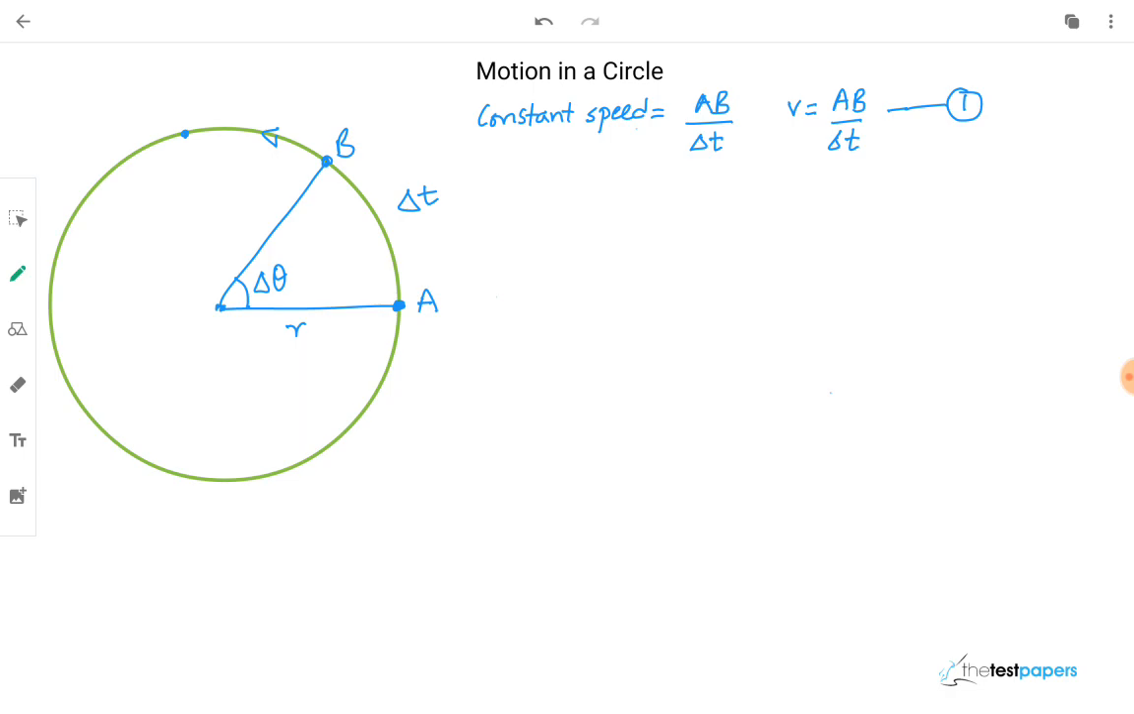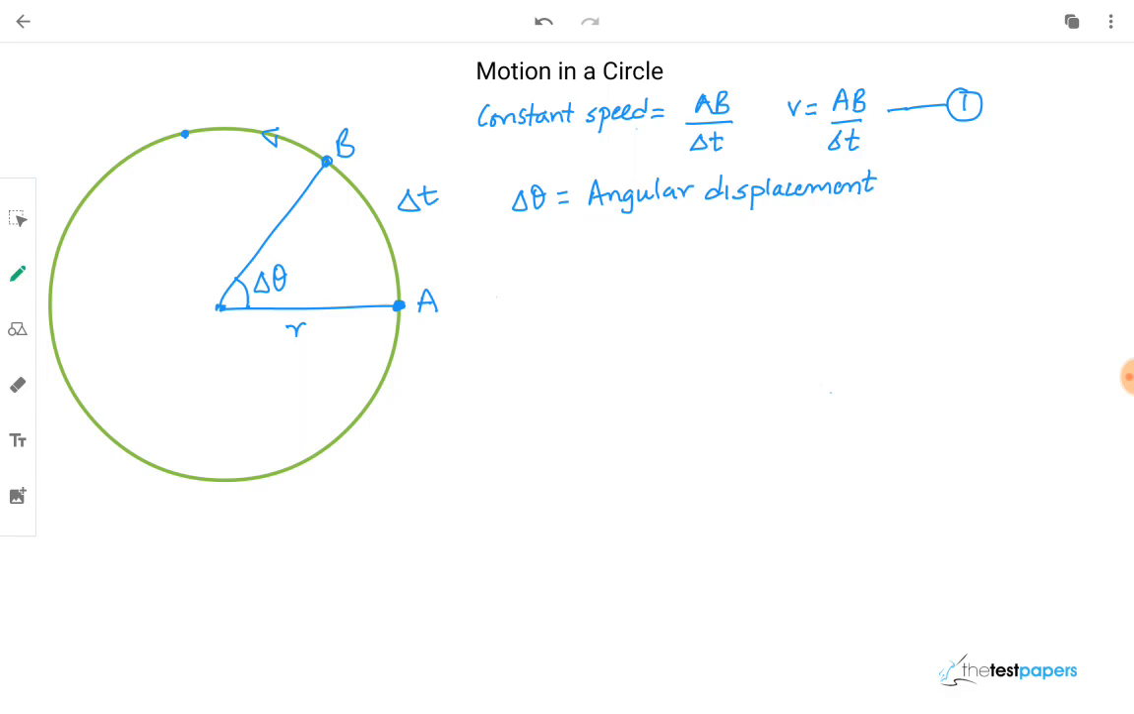The definition of angular displacement. Angular displacement is the change in the angle from a particular reference point. In our case, let's take A as a reference point. So as the particle moves from A to B, it moves through an angle delta theta. So delta theta is our angular displacement. So I repeat, angular displacement is the change in the angle from a particular reference point. Delta theta is our angular displacement.